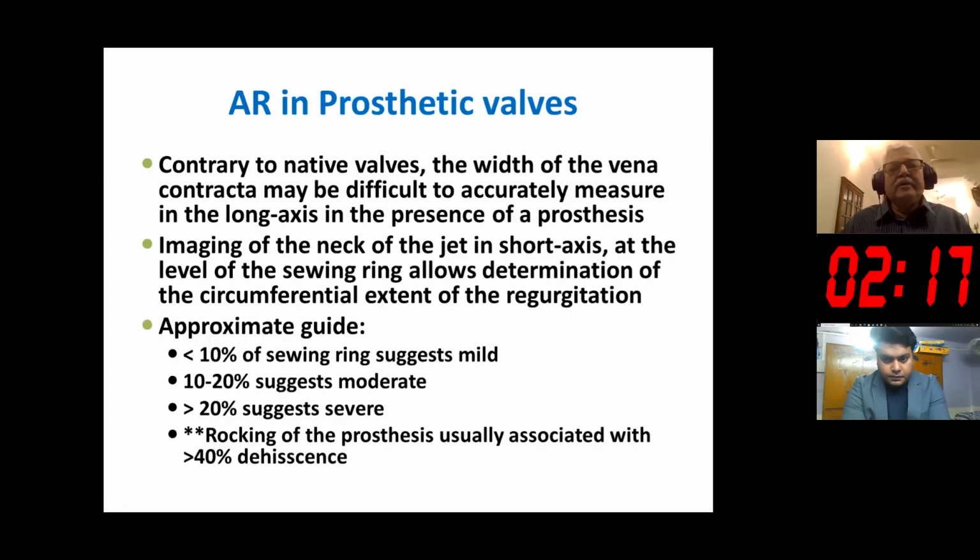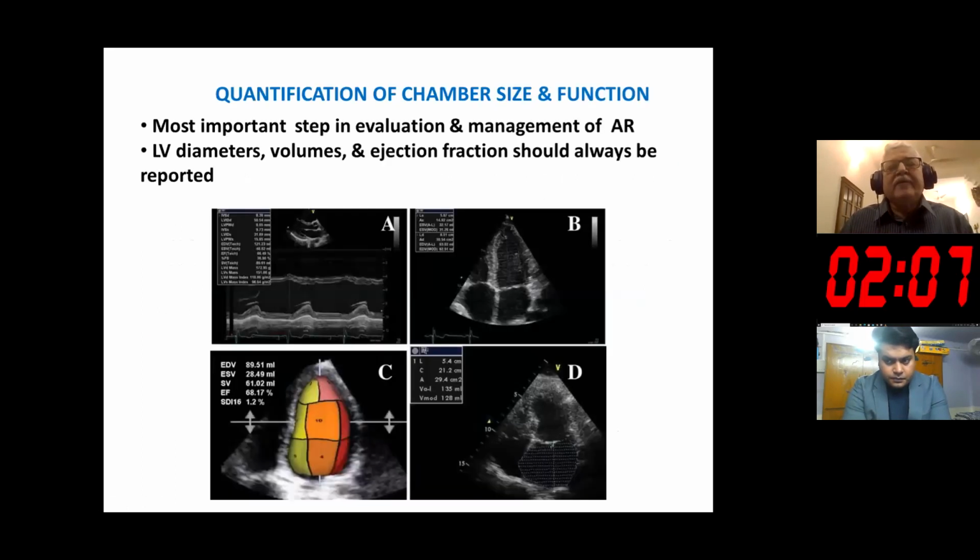So in assessing AR in prosthetic valves, we need to have the AR jet area in short axis so that we can gauge the severity of it. The next step is, of course, to quantify. I won't go into details.